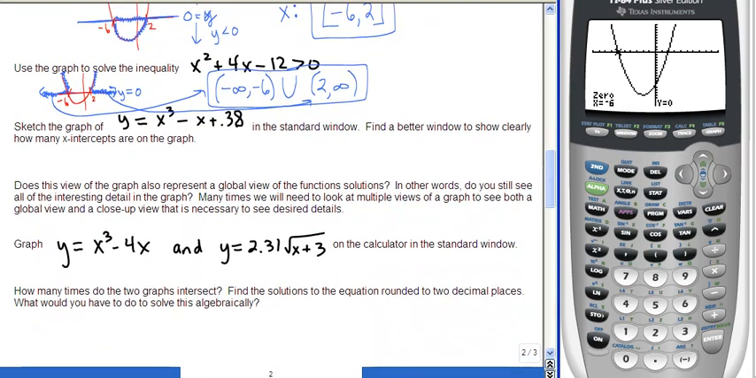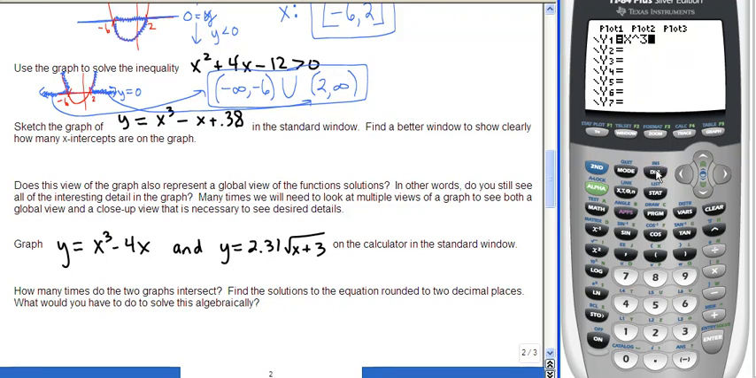Okay, let's try another example. This time we want to graph x cubed minus x plus 0.38 in the standard window. So let's go to our y equals, clear this out, and we're going to type in x cubed. Now there's lots of ways to do that, but probably the simplest option is just to hit your X button, and then you use your power key, this little caret button, and then a 3. So there's your x cubed.